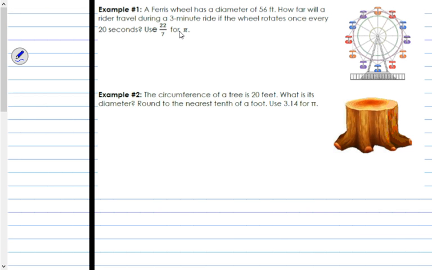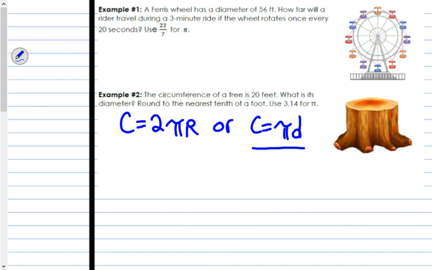The circumference of a tree is 20 feet. What is its diameter? Round to the nearest tenth of a foot and use 3.14 for pi. Well, the circumference formula is either 2 pi r or pi d. Now, because they give us the diameter, I want to use pi d. So they told us already that the circumference was 20. So instead of the letter C, I'm going to plug in 20.